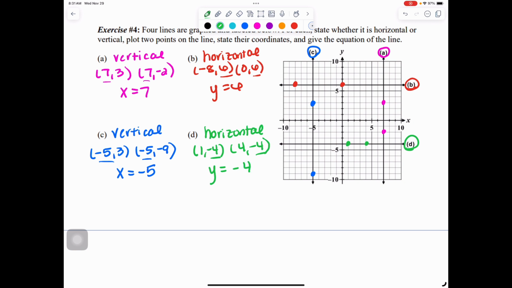And so that was us practicing how to actually write the equations of the lines that are already graphed. So this concludes your lesson on horizontal and vertical lines in the coordinate plane.